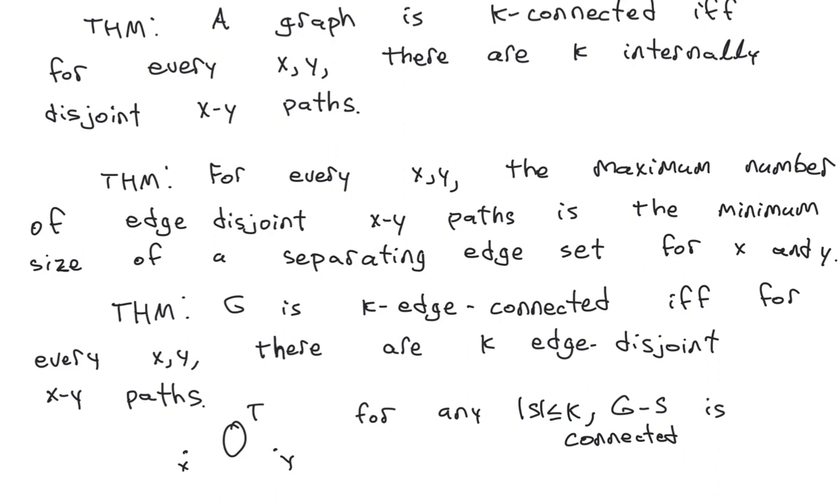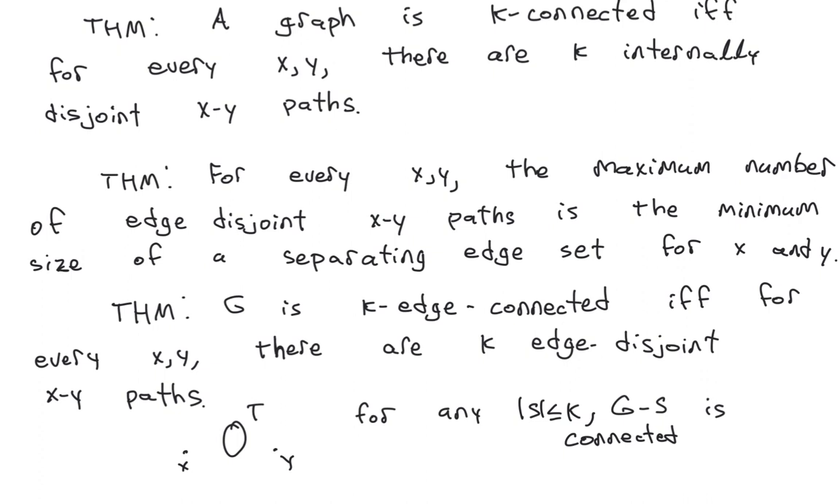Namely, if you can find two vertices that have at most k minus 1 internally disjoint xy paths, then by Menger's theorem there's a vertex separator of size k minus 1, which would mean the graph is not k-connected. Now you would expect and hope for a similar theorem about edge connectivity, and so the edge connectivity version of Menger's theorem is that for every x and y, the maximum number of edge disjoint xy paths is the minimum size of a separating edge set. And then, in a similar manner, a graph is k-edge connected if and only if for every x and y there are k edge disjoint xy paths.